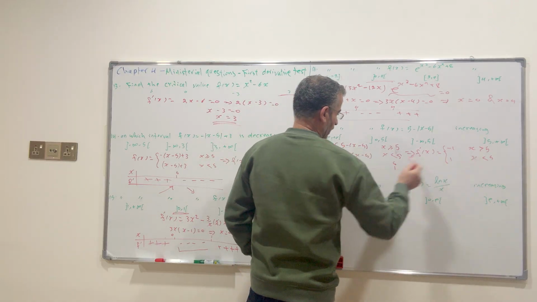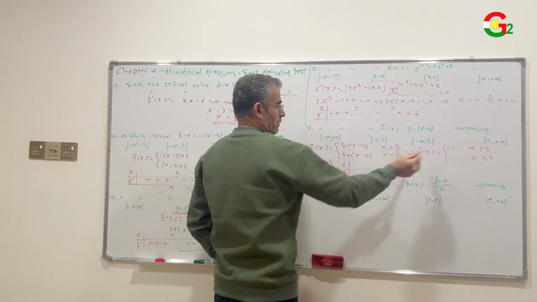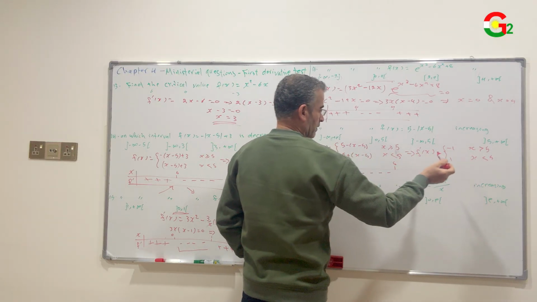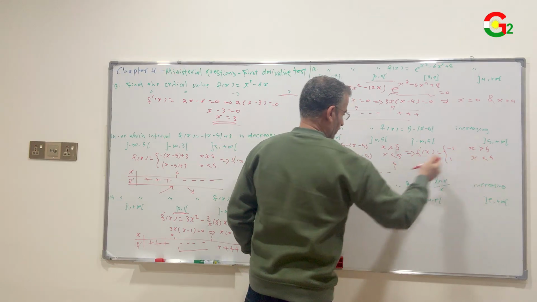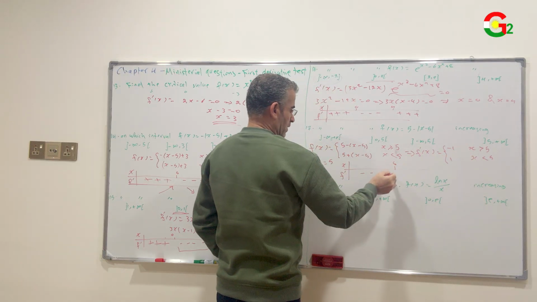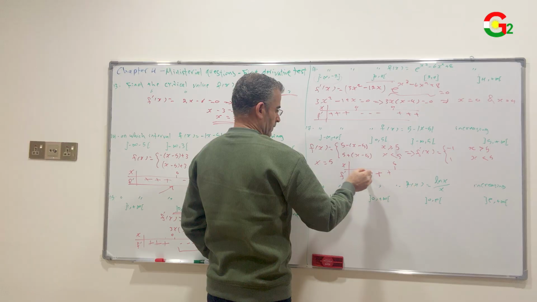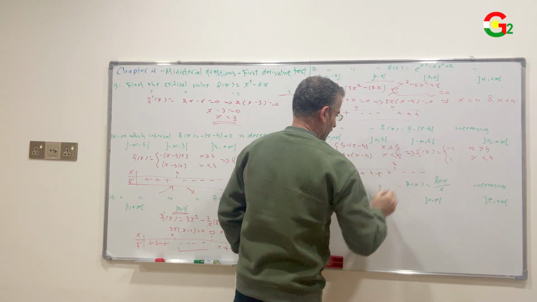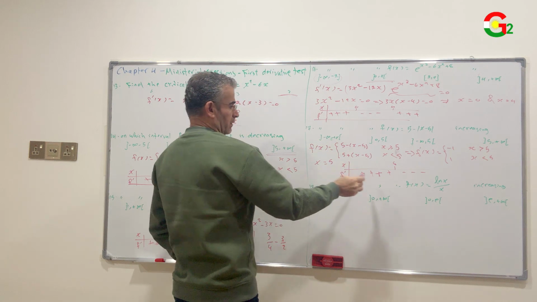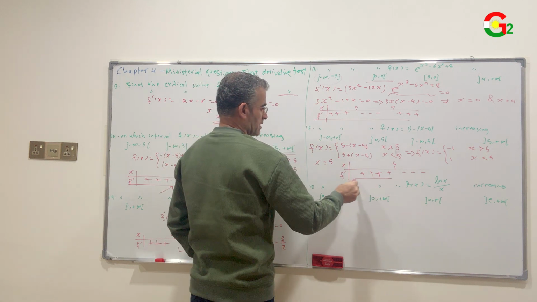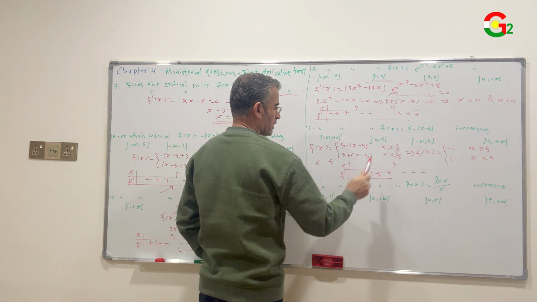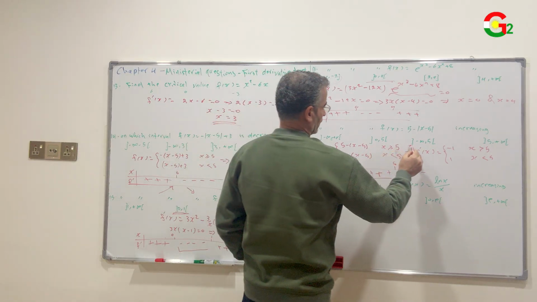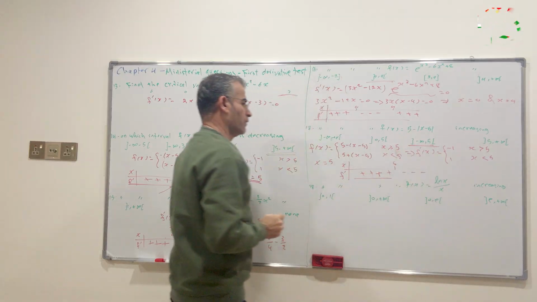When x is greater than 5, the derivative is negative 1. When x is less than 5, the derivative is 1, positive. When x is greater than 5, the derivative is negative 1, negative. Therefore, the interval of increasing is from negative infinity to 5, open interval.